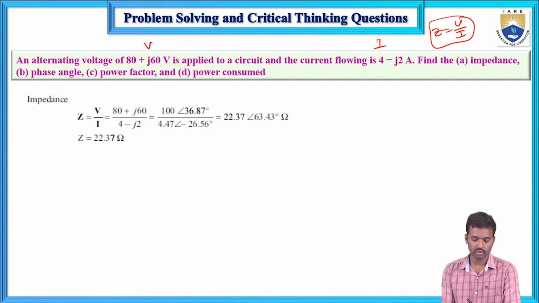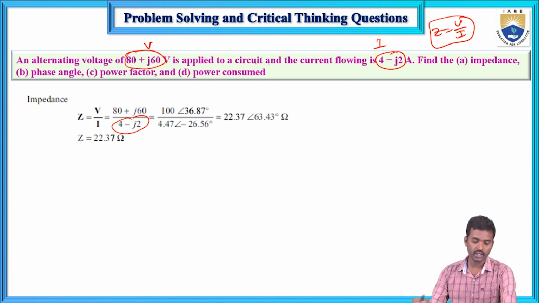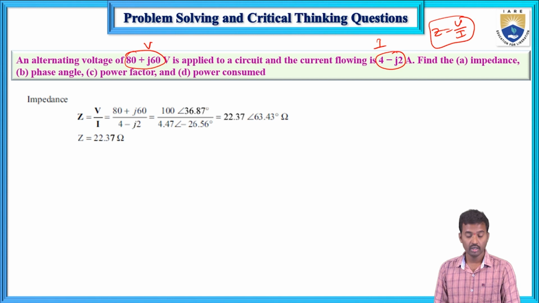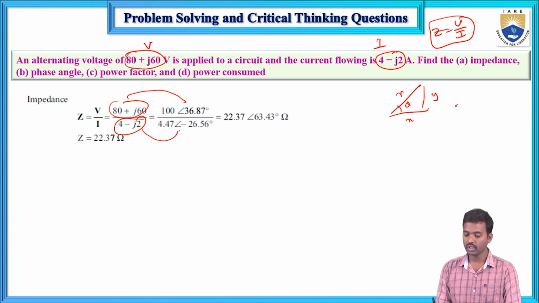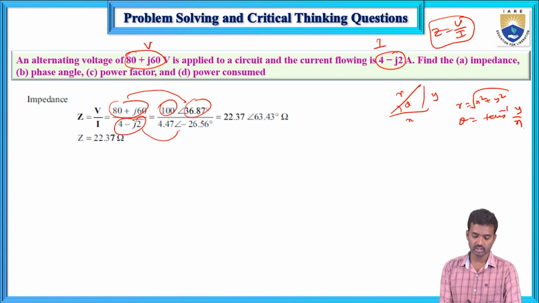So now impedance Z equals V by I. V is 80 plus J60 and I is 4 minus 2J. Now these two are in rectangular form. For multiplication and division use polar form, and for addition and subtraction use rectangular form. This is a division, so you convert this one into polar form and this one into polar form. Rectangular to polar, x and y to r comma theta: r equals square root of x square plus y square, and theta equals tan inverse y by x.